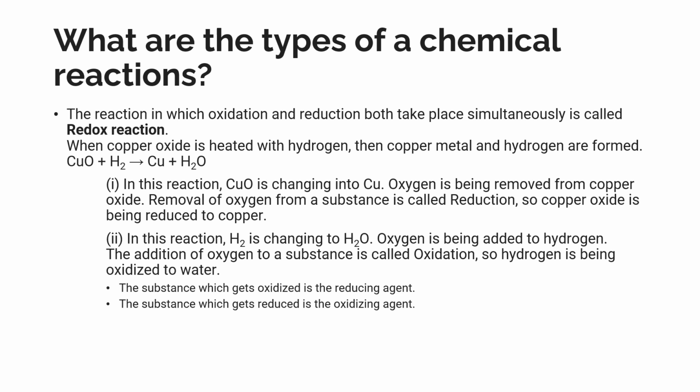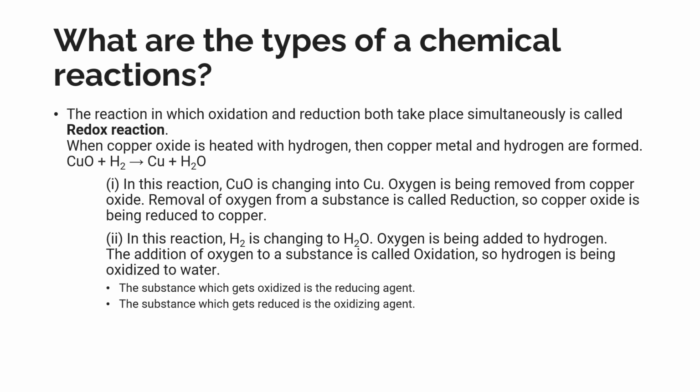When copper oxide is heated with hydrogen, then copper metal and water are formed. CuO plus H2 gives Cu plus H2O. In this reaction, CuO is changing into Cu. That means oxygen is being removed from copper oxide. Removal of oxygen from a substance is called reduction. So, copper oxide is being reduced to copper.